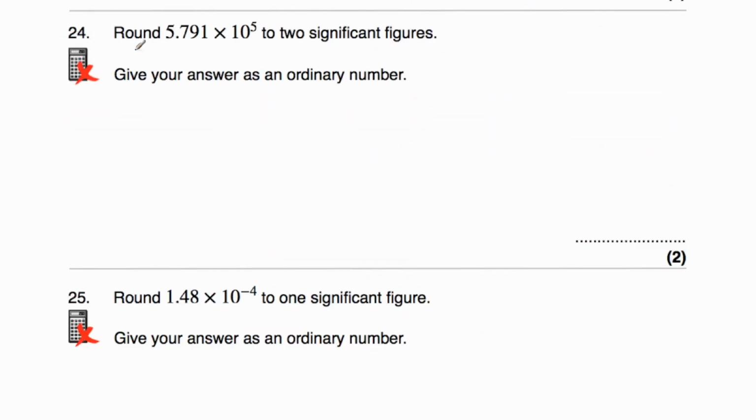Okay, let's have a look at our next question, number 24. So this time we've been given a number in standard form and we've been asked to round it to 2 significant figures. So we've got this number in standard form, 5.791, and we're multiplying it by 10 to the power of 5.